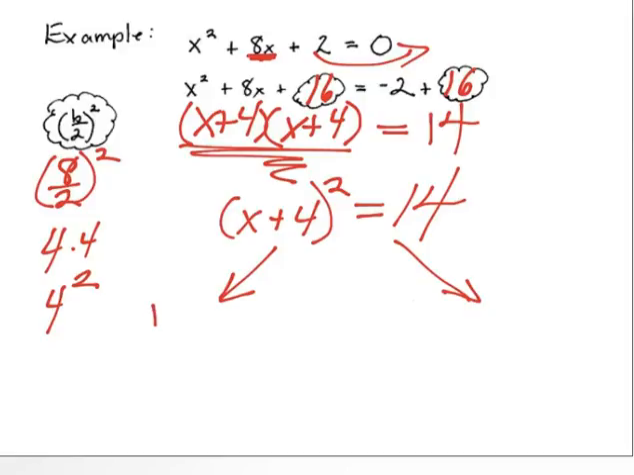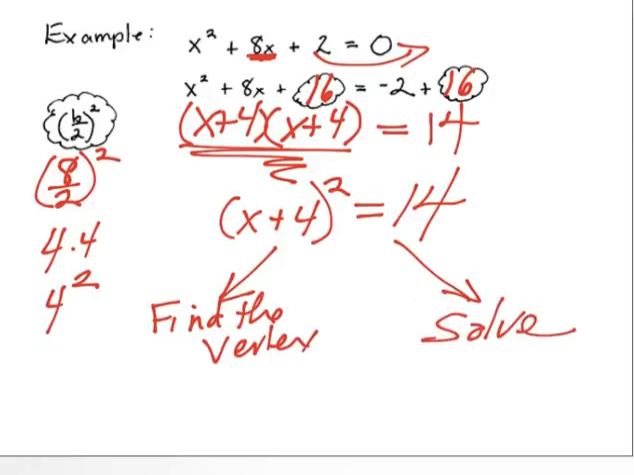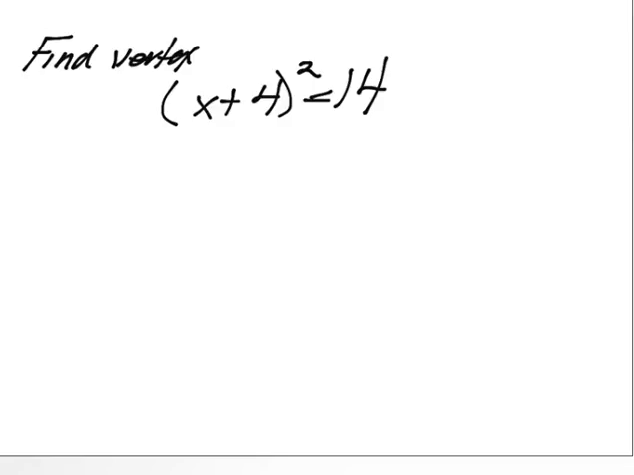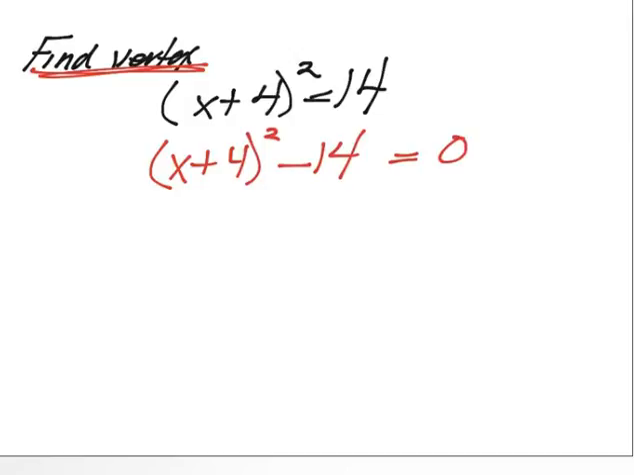You can either find the vertex or you can solve it. So it kind of depends on what you want to do. We're going to do both things, but let's see what we're going to do. What if it says find the vertex? Well, that's actually very easy. All I do is subtract 14 from both sides. I move it back. So I have x plus 4 squared minus 14 equals 0.